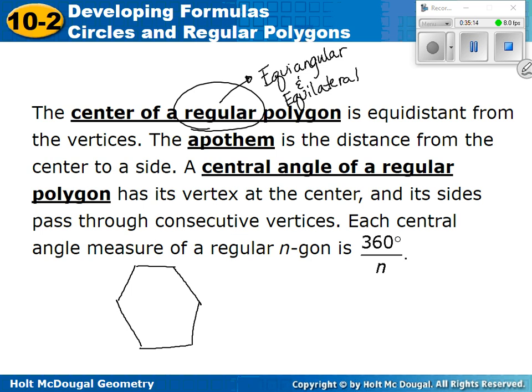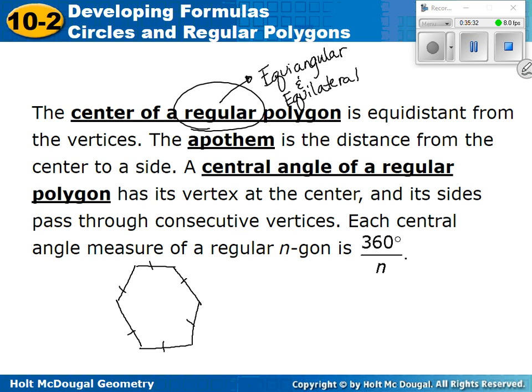So we need to know some vocabulary first, though. The first word we need is regular, which we understand means now that all the sides and all the angles are going to be congruent. We are only finding the area of regular polygons in the rest of the notes today, only regular ones.